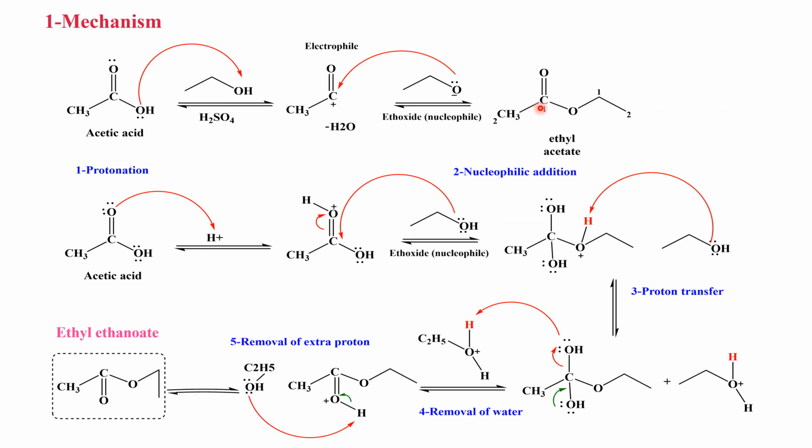So this is the ethyl, and this is again the ethanoate, right? So this is ethanoate. It is the suffix for the ester. So that was how we can name any of the esters. Now we'll talk about the mechanism.